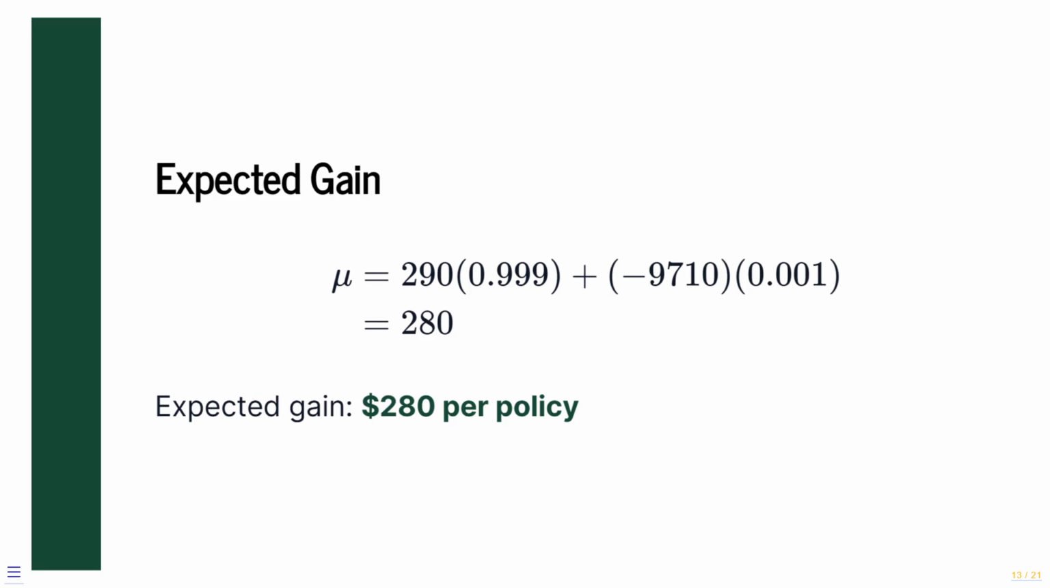Calculating the expected gain uses the same expected value formula. The profit when the customer lives is weighted by the high probability of survival, and the loss when the customer dies is weighted by the small probability of death. The resulting expected value is $280, and this illustrates how insurance companies rely on probability distributions and expected values to set premiums that yield positive long-run profits.